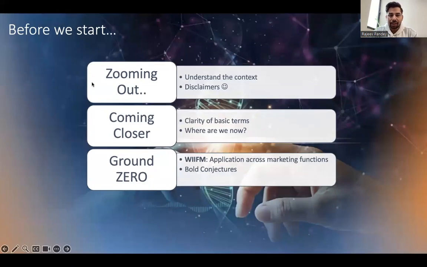All right. Before we start, three core things that we are going to address in this webinar. First, we will understand the context. Why are we talking about this now? And why is this important? Why is every single company investing so much in generative AI? Why is this going to be the future?